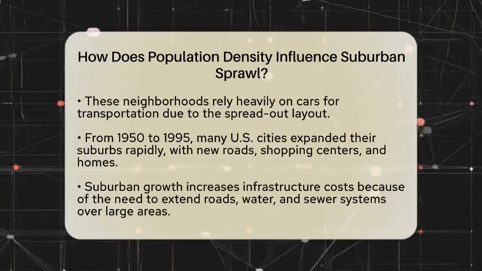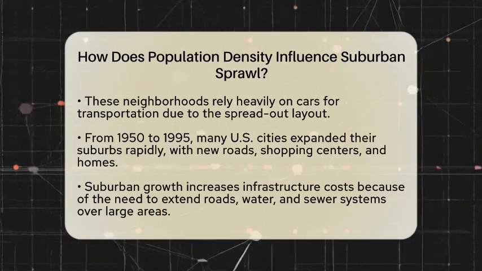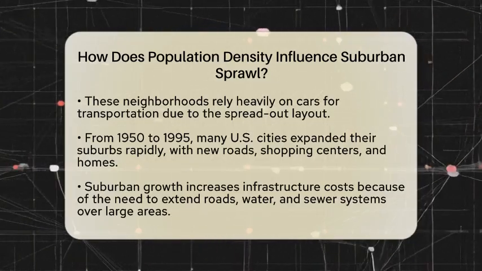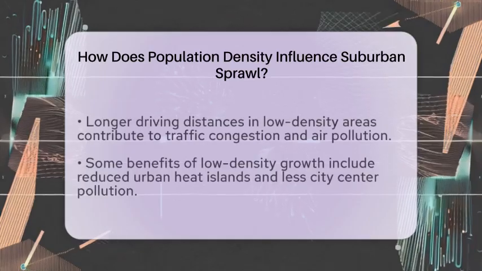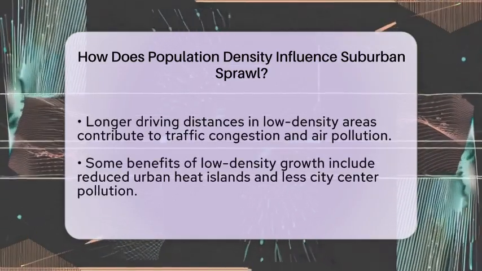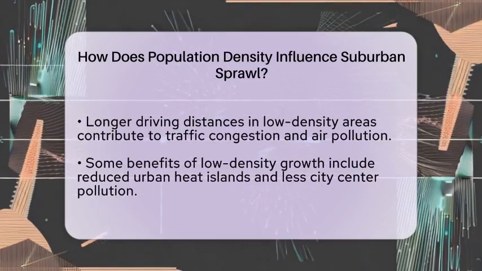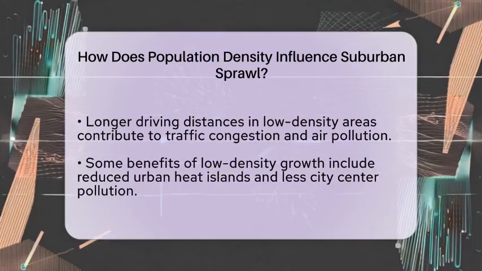from city centers. This kind of growth is called sprawl, and it's driven by the low population density in these expanding suburbs. Having low population density in these areas means infrastructure costs go up. Roads, water pipes, and sewer systems have to stretch over large distances, which costs more money for local governments.